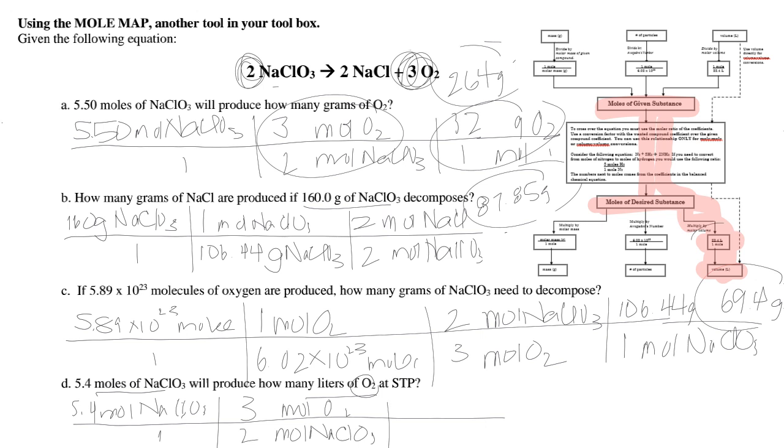Then I need to use my 22.4. So moles of oxygen comes down. Liters of oxygen goes to the top. 1 mole, 22.4 liters. And then I've done that last step. And I get 181 liters.